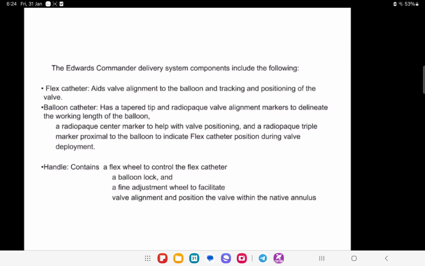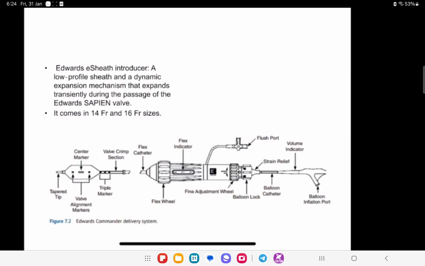The handle contains a flex wheel to control the flex catheter, a balloon lock, and a fine adjustment wheel to facilitate valve alignment and position of the valve within the native valve annulus. Now, this picture shows the central marker, the triple marker, the flex catheter, and the balloon catheter, which help in alignment with the annulus.